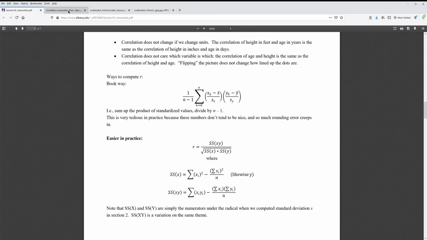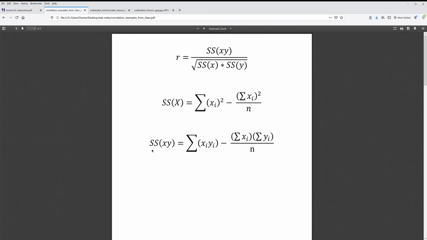I think I have a blow up of this. There you go. So here's how you compute correlation. You do it in 3 stages. Add up the x's. We've talked about that before. Add up the y's. We've talked about that before. Add up the squares of the x's. We've talked about that before. Add up the squares of the y's. We've talked about that before.